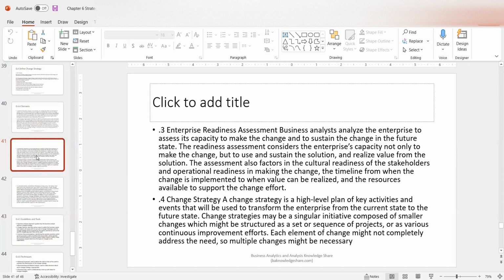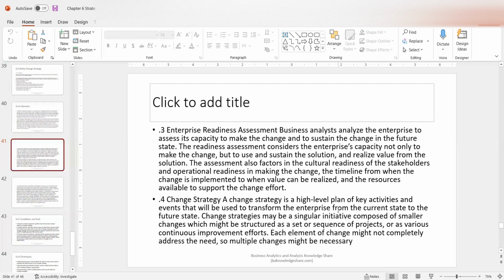Enterprise readiness assessment. So she would, for each option, say, okay, is the enterprise ready to accommodate this change? In terms of readiness, maybe she would interview staff. She would interview the operations lead or manager. She would also interview senior executives to understand whether they are ready, and through that process, she would also understand what the gaps are.